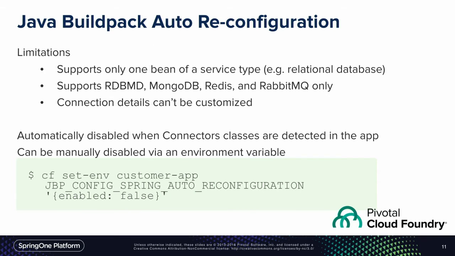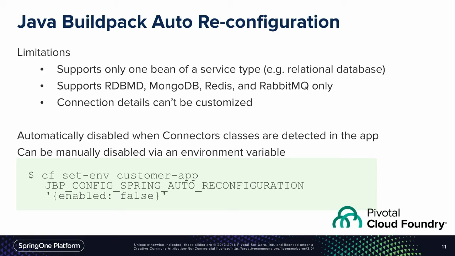There are some limitations with this Buildpack auto reconfiguration. One limitation is you can only have one bean of each of these types in your app. So if you have an app that's talking to two different relational databases, auto reconfiguration code will say, I don't know how to handle that. I'm not going to auto reconfigure anything. I'm going to take a pass on this one.